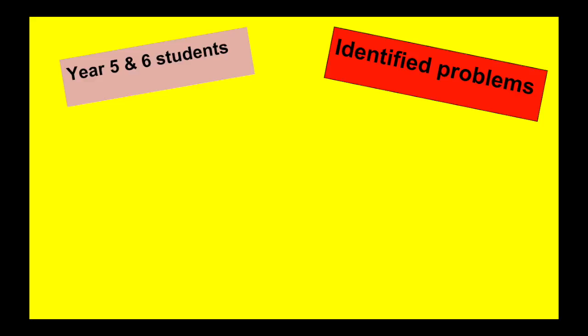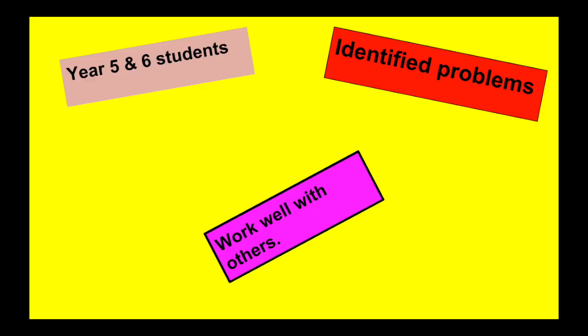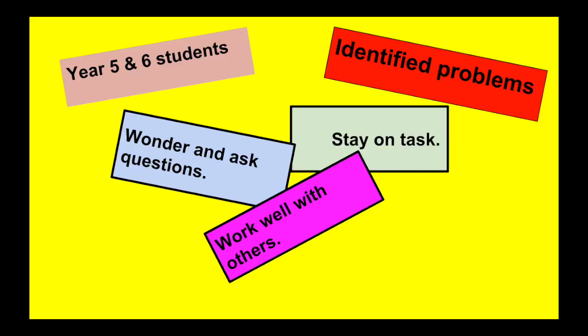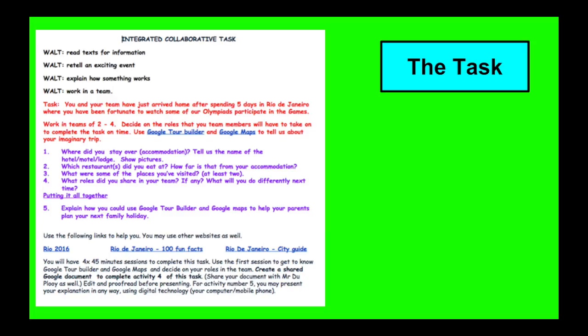In Digital 1, I have explained how the following student needs have been identified. My students need to develop the ability to work with others, to wonder and ask questions, and stay on task. I have used the integrated task I've designed in Digital 1, but made some changes, and I'm referring to these and the reasons for them throughout the video.